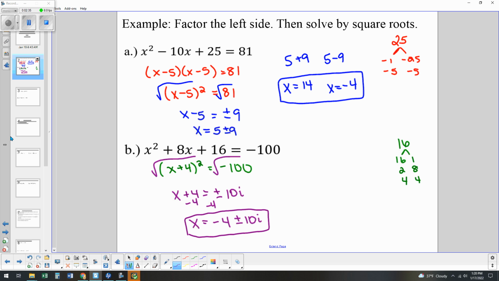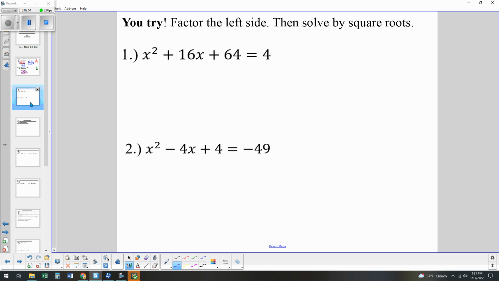All right, you try these next two. Just know every time we do this, the two numbers we get should be the same because we want to end up with something squared. So for 25, it was 5 and 5 because the square root of 25 is 5. For 16, it was 4 and 4 because the square root of 16 is 4. So keep that in mind as you try the next two. Pause it and you can check your answers.